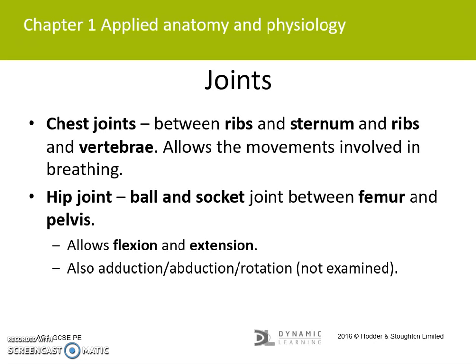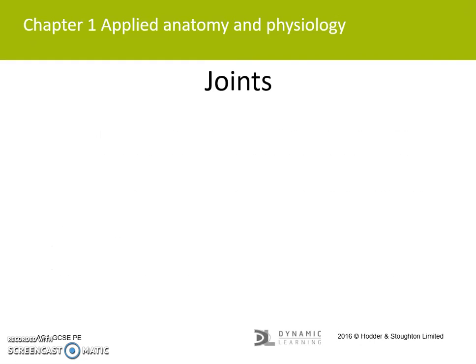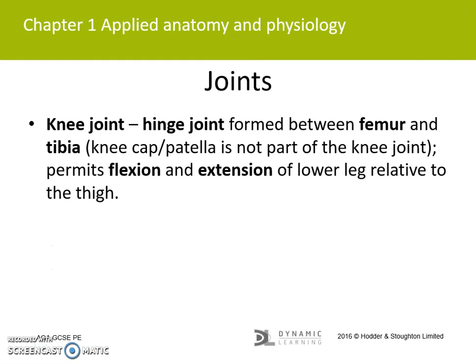You've got your hip joint, which is another ball and socket joint between your femur and your pelvis. And this allows for a lot of flexion and extension, abduction, adduction, rotation. Okay, so all those different things that we've already discussed. You've got your knee joint, which is a hinge joint, so between your femur and your tibia. And your kneecap, or your patella bone, which isn't actually part of the knee joint, it sits just in front of the knee joint. And it allows flexion and extension. So your knee joint, you can flex your knee, you can extend your knee.